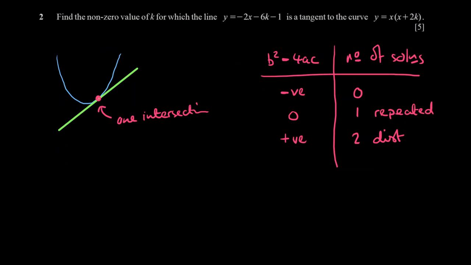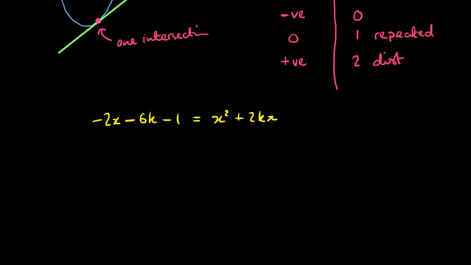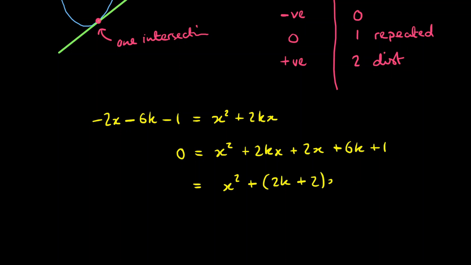So I'm going to set negative 2x minus 6k minus 1 equal to, I'll expand this as well, x squared plus 2kx. And then I'm going to collect everything on one side. So I'm going to get 0 is equal to x squared plus 2kx plus 2x plus 6k plus 1. And I'm going to factorize this out. So I'm going to get x squared plus, open bracket, 2k plus 2, x plus 6k plus 1.